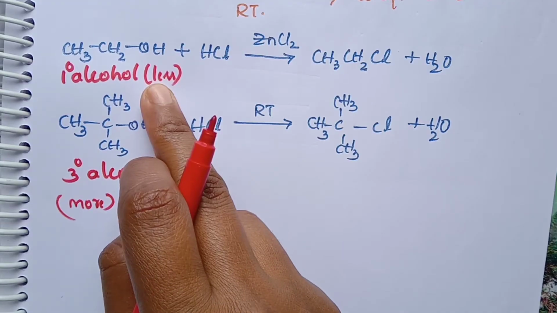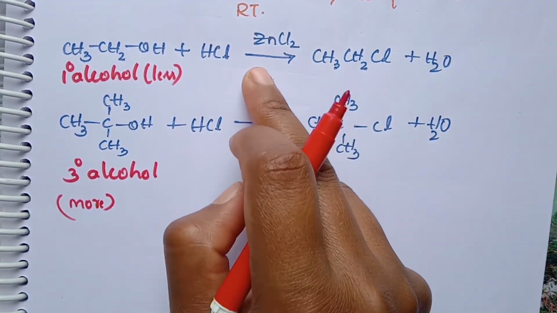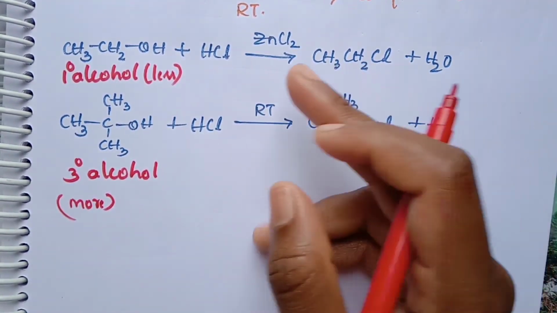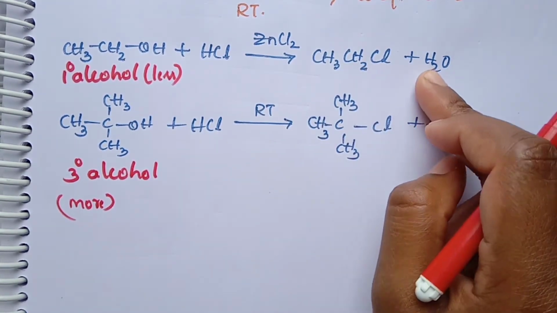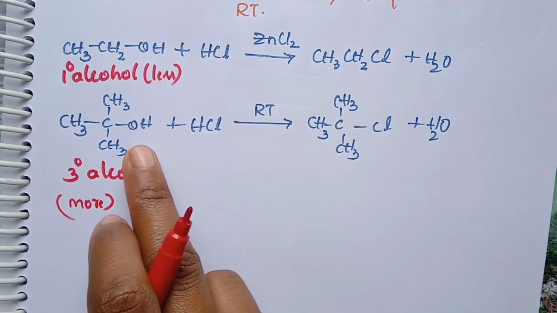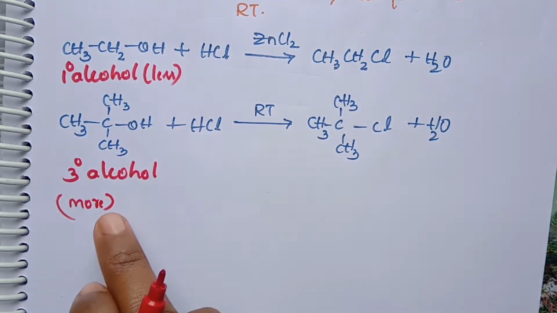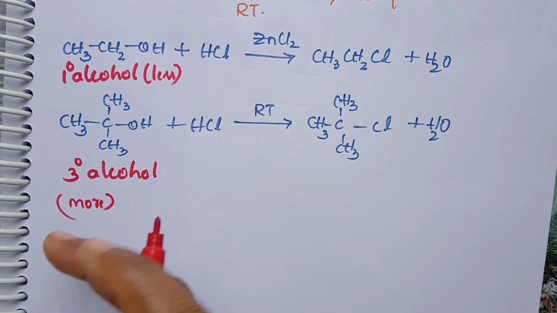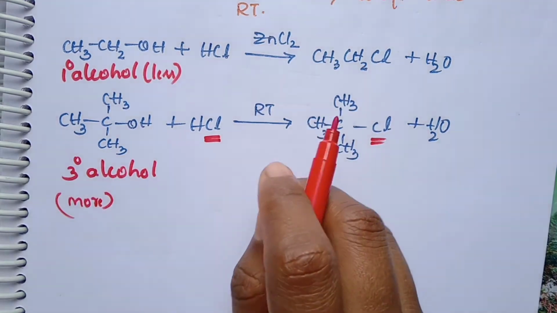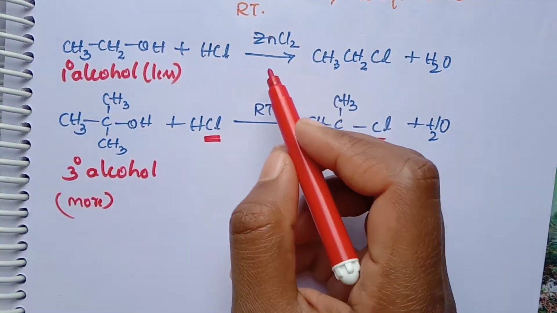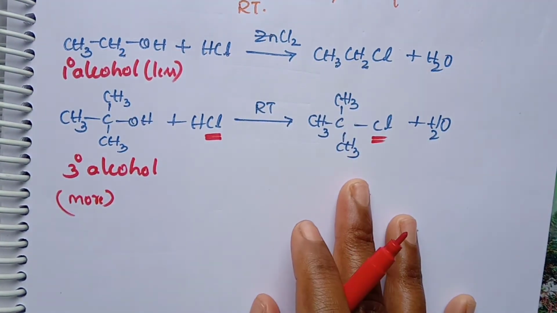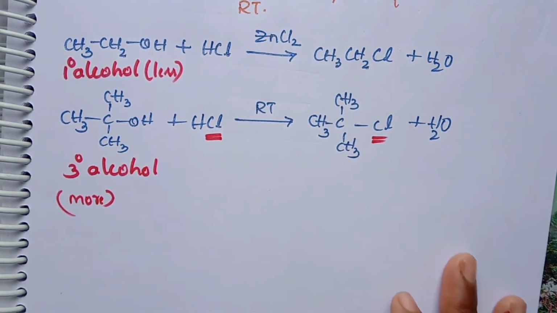Primary alcohol is less reactive, thus the catalyst is required to form an alkyl halide. In the formation of the product it requires ZnCl2, and H2O is formed as a product. Tertiary alcohol is more reactive and replacement of the chlorine occurs easily. It will not require the catalyst. Only at room temperature with concentrated HCl the reaction proceeds.